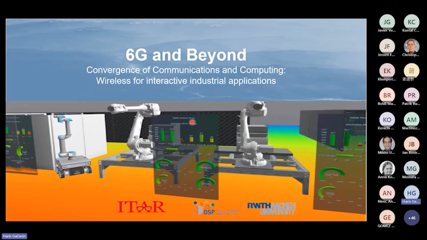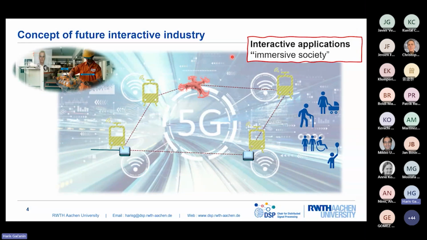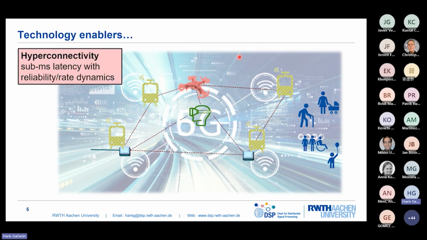The point is that we are looking into the convergence in the future between communications and computing, in the sense that we see the blending of AI into the different wireless infrastructures. In this presentation, I will use interactive industrial applications as one use case to showcase my thoughts. If we look at where we are going as a society, it's definitely toward immersive and interactive applications, with hyperconnectivity and latencies beyond sub-milliseconds, actually beyond sub-microseconds.